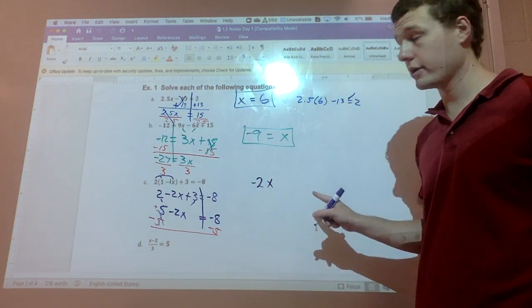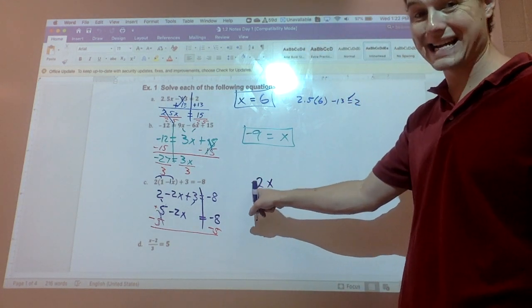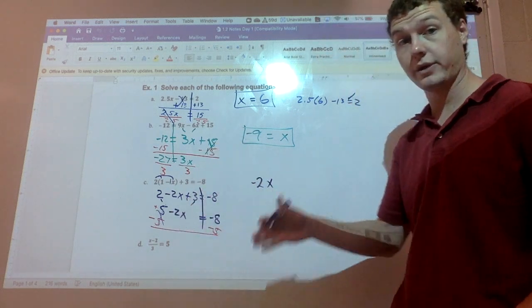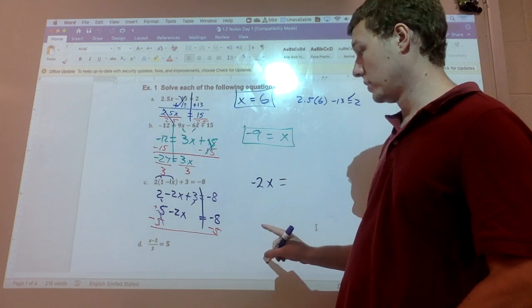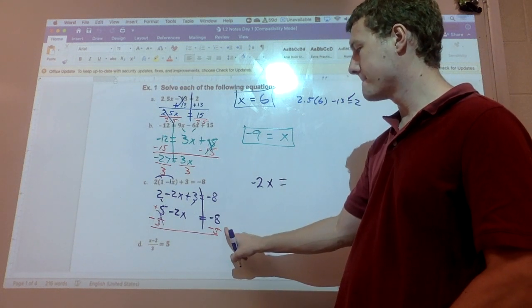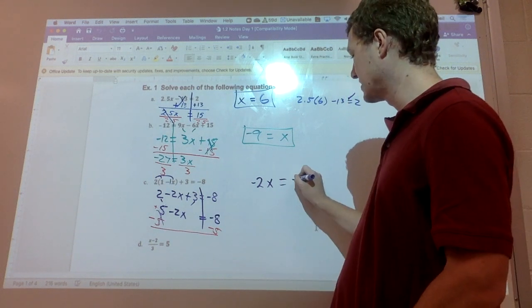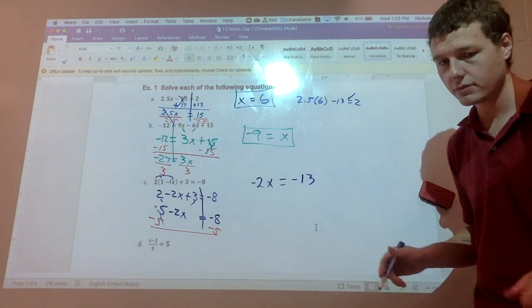That's one of the trickier things that a lot of students often miss, is that negative. Remember, it's tacked with the thing after it. So it's got to stay there. And that equals negative 8 minus 5. Negative 8 minus 5 is negative 13. All right.